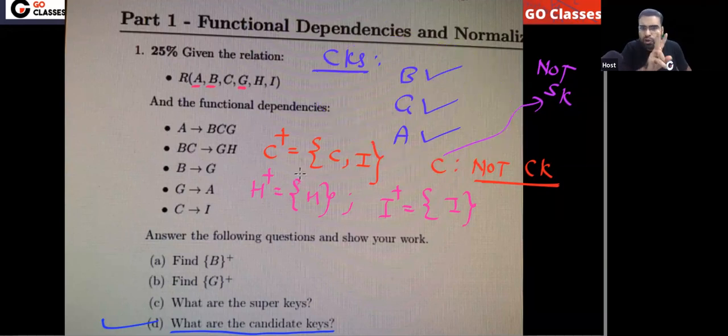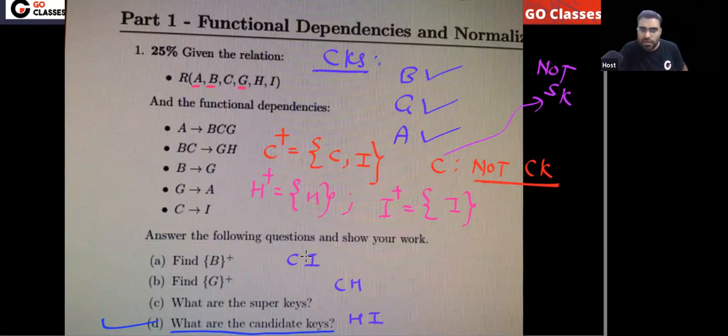So if I want to check two-attribute combinations, how many combinations do I need to check? Tell me. I need to check CI, I need to check CH, and I need to check HI. Do you agree? Yes or no? These combinations I need to check.